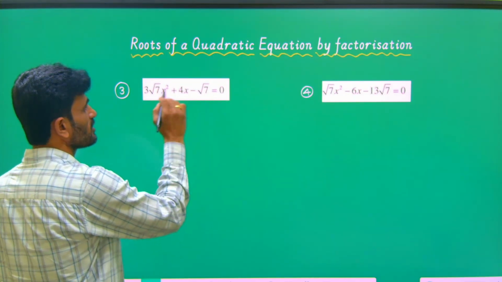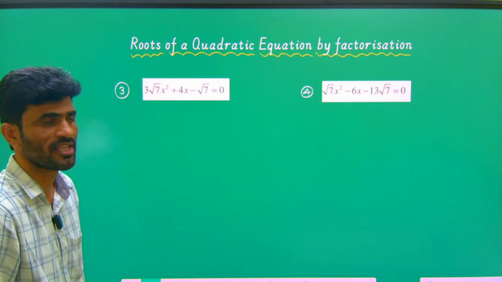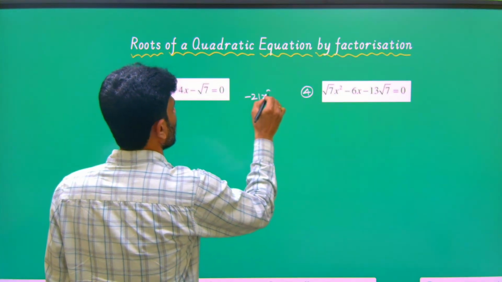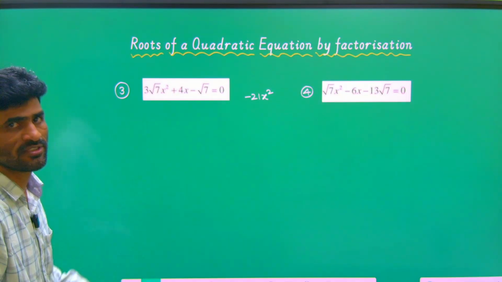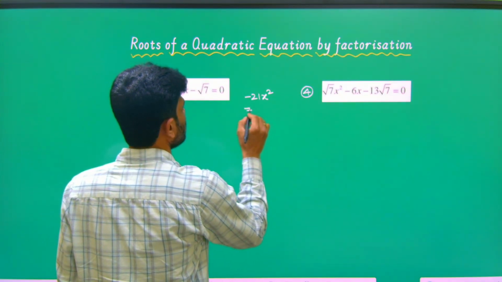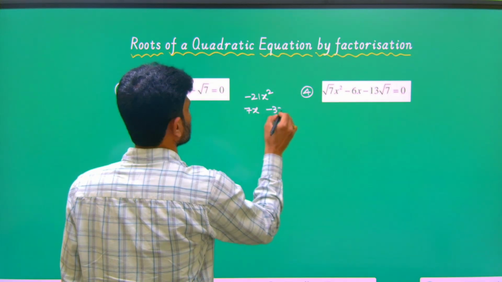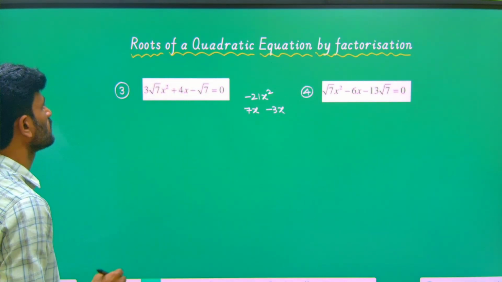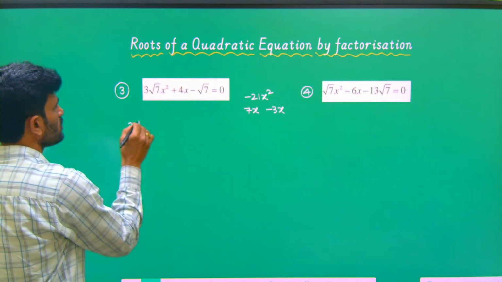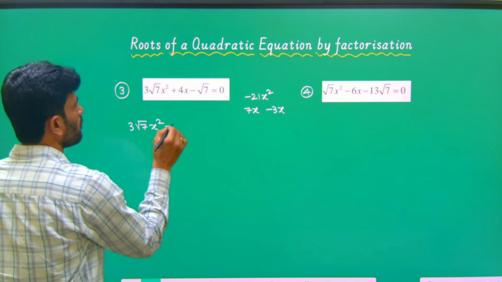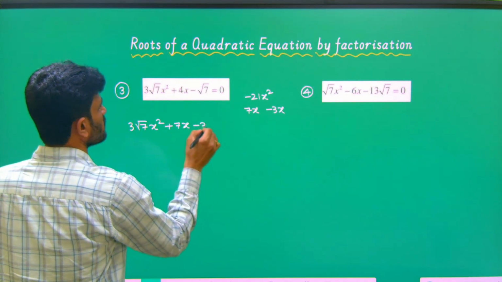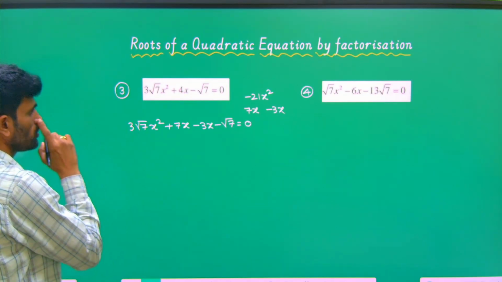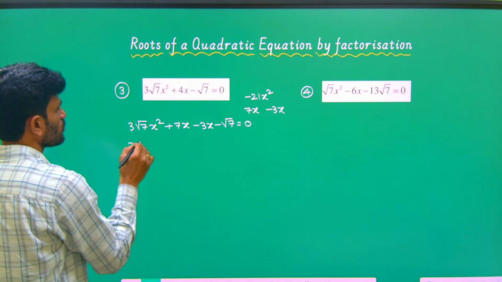First we have to multiply the first and last terms. Root 7 into root 7, 7. 7 into 3, 21. So the product is minus 21 x square. We want plus 4 here. So plus 7x minus 3x. 7 into 3 is 21, 7 minus 3 is 4. So 7x and minus 3x. Now we have to split it. 3 root 7 x square plus 7x minus 3x minus root 7 is equal to 0. So here how should we write it? 3 root 7 x square as it is we write.